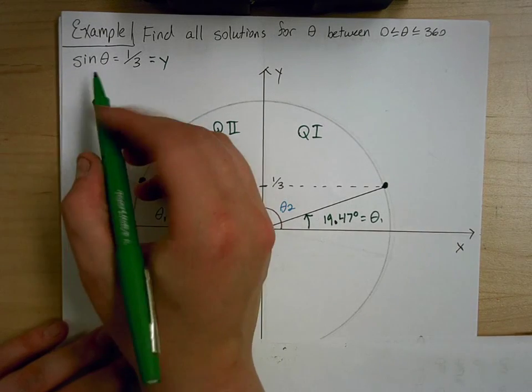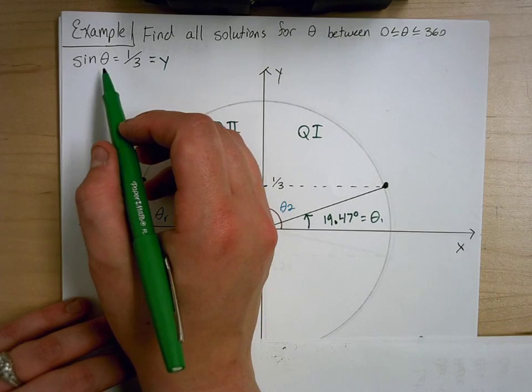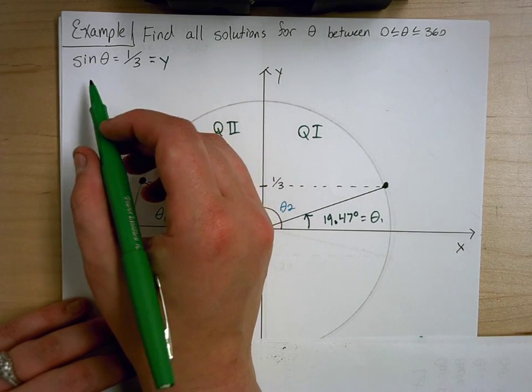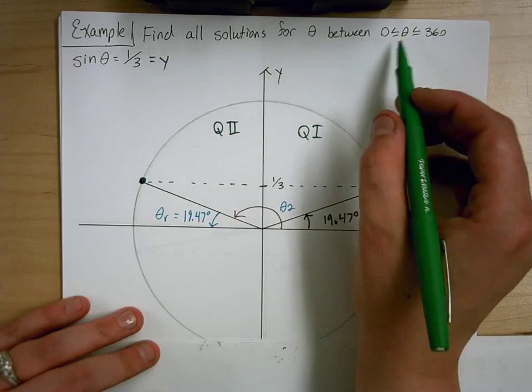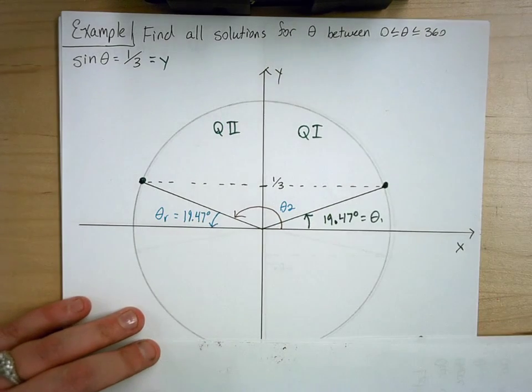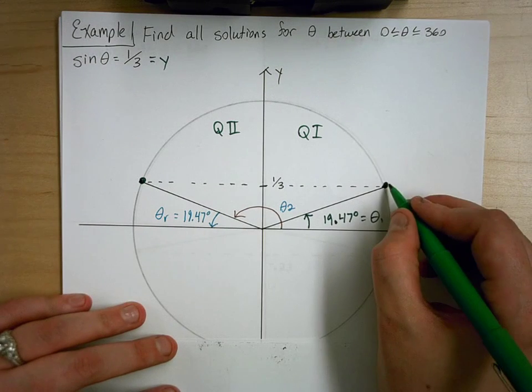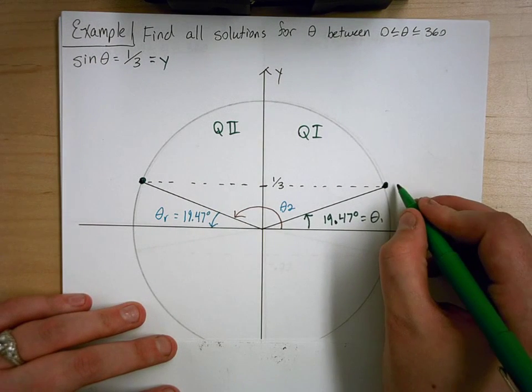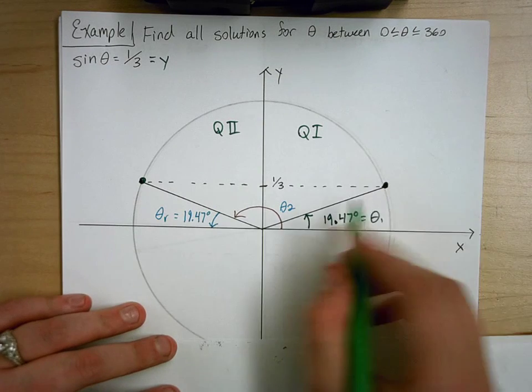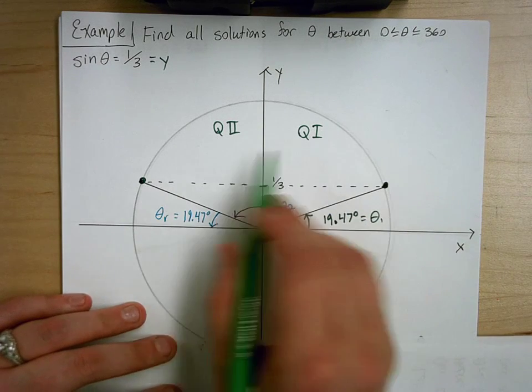Okay, so let's say that we are asked to find sine of theta equals 1/3, and let's say that we're asked to find theta when theta is between 0 and 360 degrees. Again, because sine is our y value, we know that we're going to have 2 points that equal 1/3, right? So we're going to have 1 point in quadrant 1, 1 point in quadrant 2.